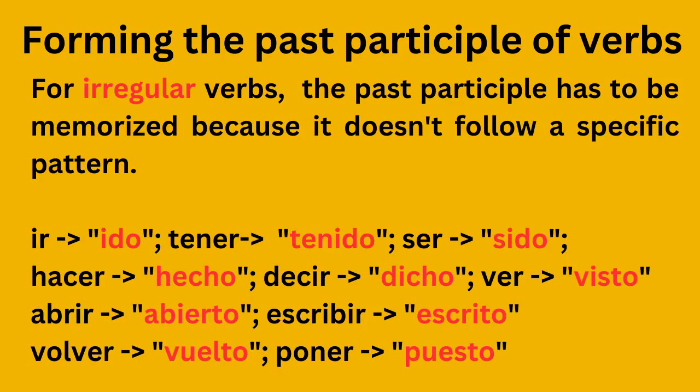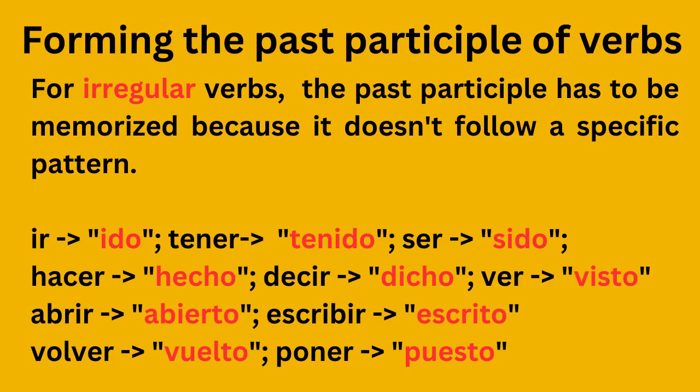But for irregular verbs, the past participle has to be memorized because it doesn't follow a specific pattern. For example, the past participle of ir is ido, and the past participle of tener is tenido.